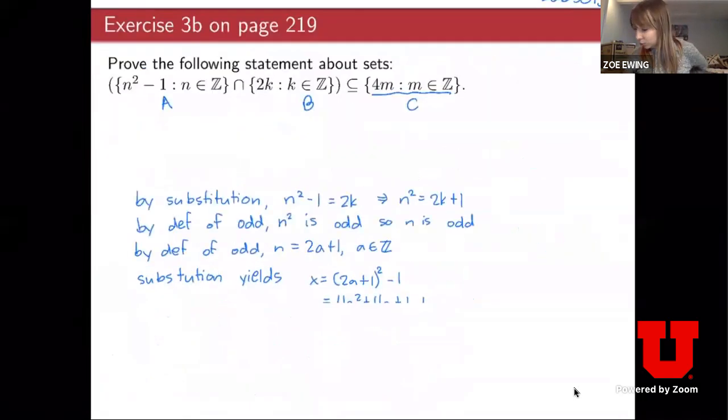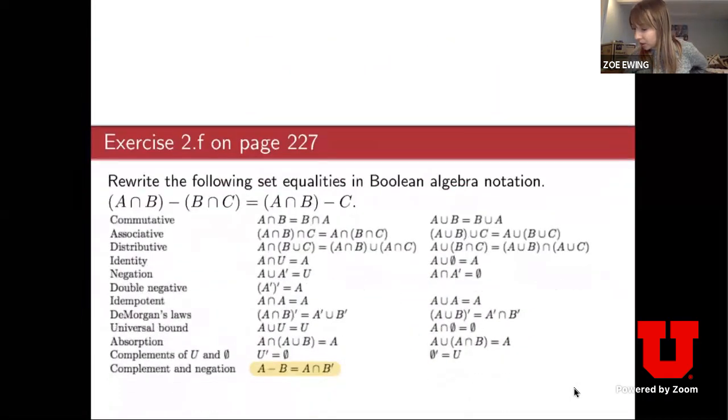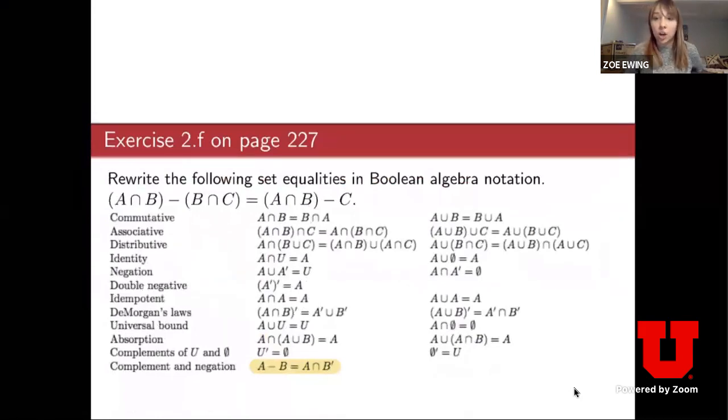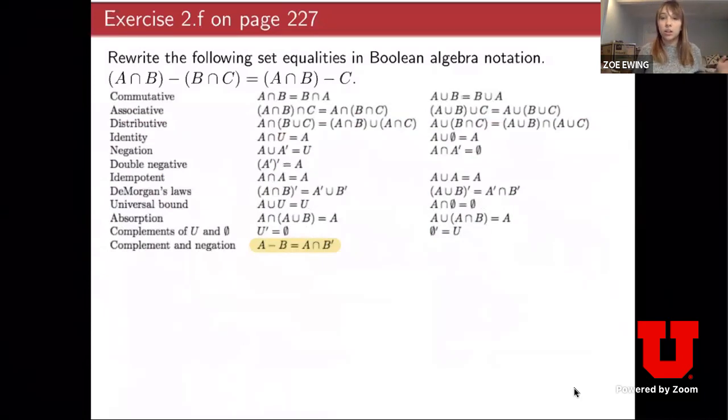Okay, let's move on to our next one. So this one is not going to be, we're not proving using these properties. We're just trying to rewrite the following set equalities in Boolean algebra notation, just to get some practice with Boolean algebra. So I've highlighted this property down here that A subtract B is equal to A intersect with B complement. And that's going to be really important when you're rewriting this one. So I'm just going to give you, let's say, 1 minute to work through this one, and then we'll go through it together.